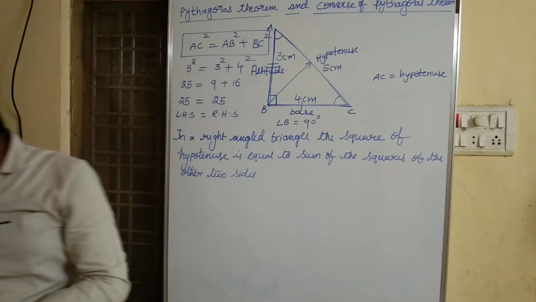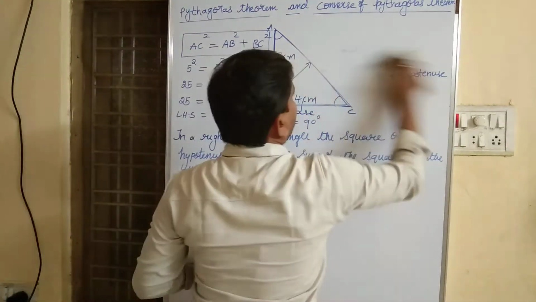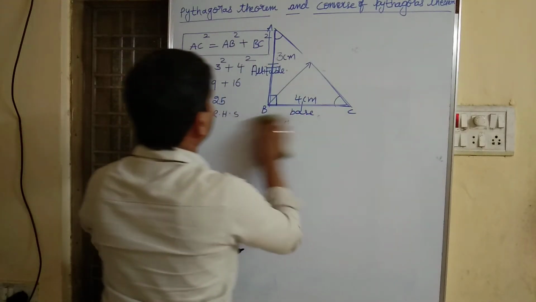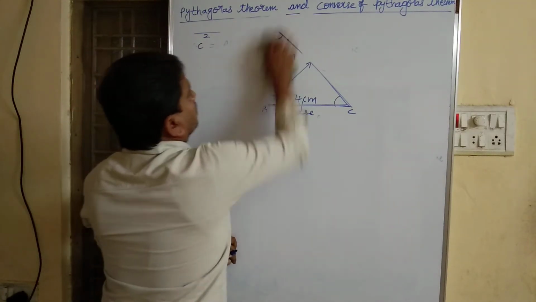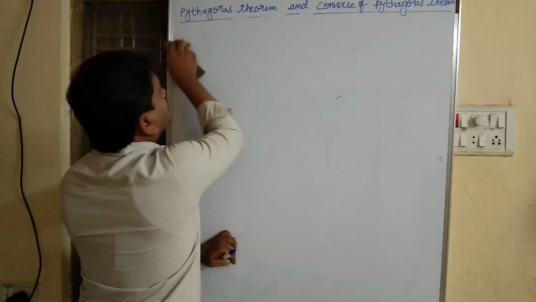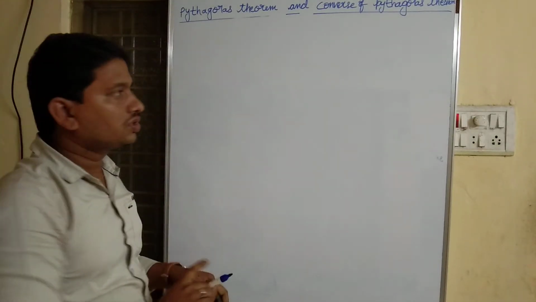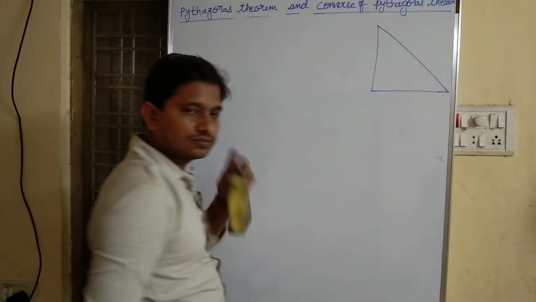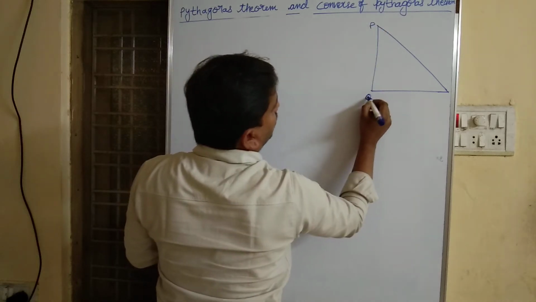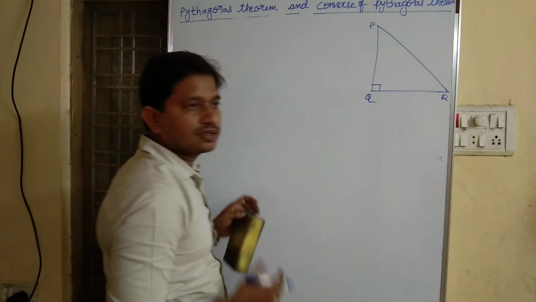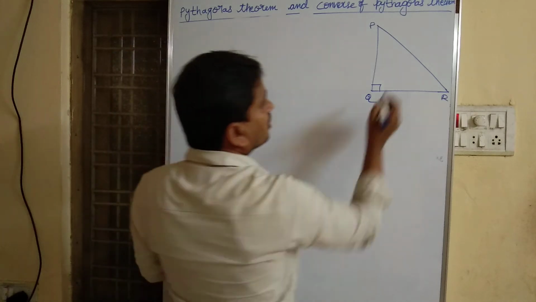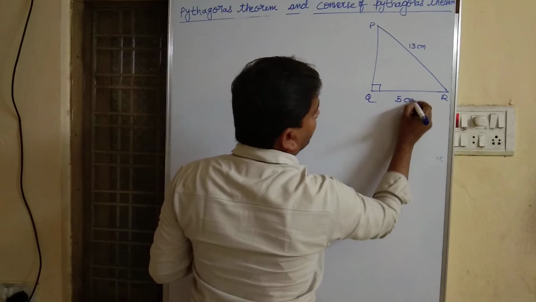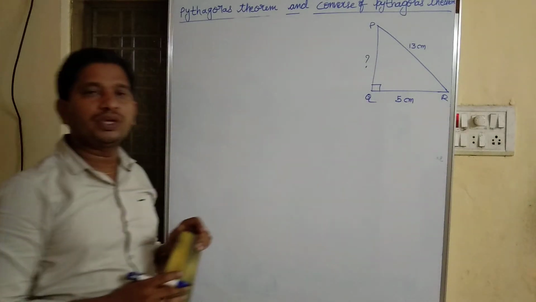Now children, sometimes they may ask questions like this. So this is the right angle triangle. Triangle PQR, in which angle Q is 90 degrees. Given the length of the side PR is 13 centimeter and the length of the side QR is 5 centimeter, then what is the length of the side PQ?